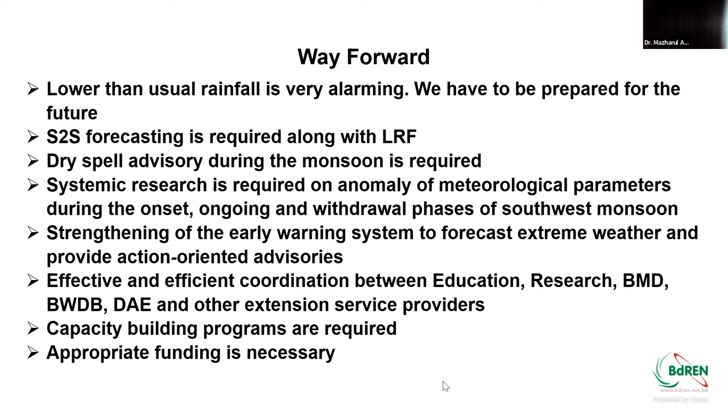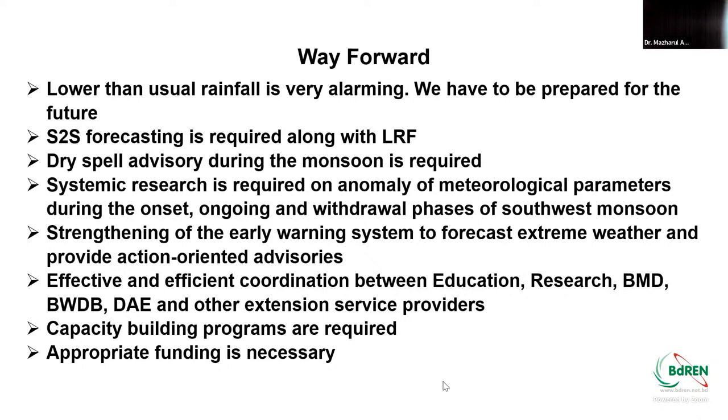So the way forward, I would like to mention some points here. The lower than usual rainfall is very alarming. We have to be prepared for the future. As you know, a lot of development is happening regarding S2S forecasting, and this is very much required along with long range forecast. Also, a dry spell advisory during the monsoon season is very much required. And systemic research is required on anomalies of meteorological parameters during the onset, ongoing and withdrawal phases of the southwest monsoon. Strengthening of the early warning system to forecast extreme weather and provide action-oriented advisories.